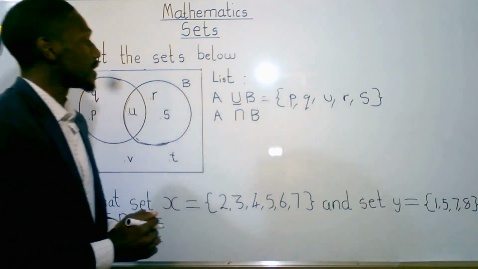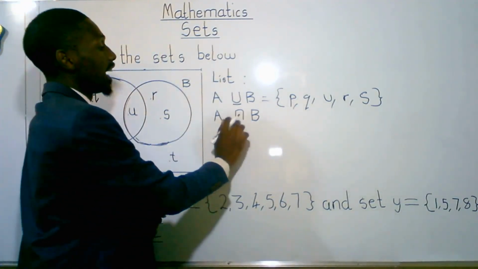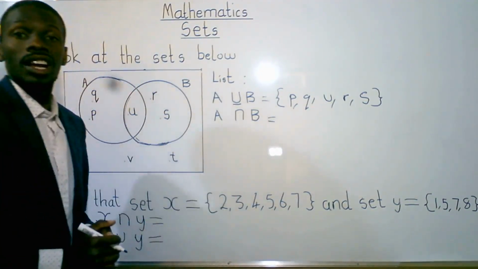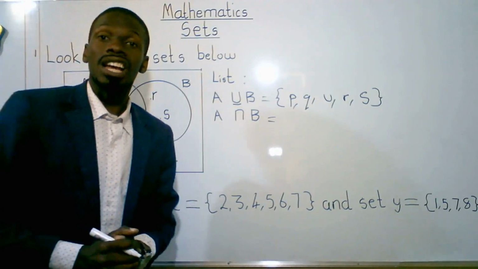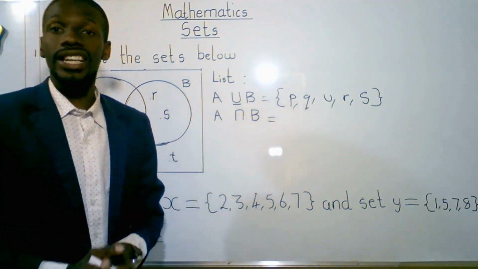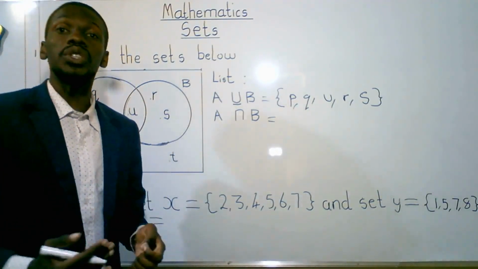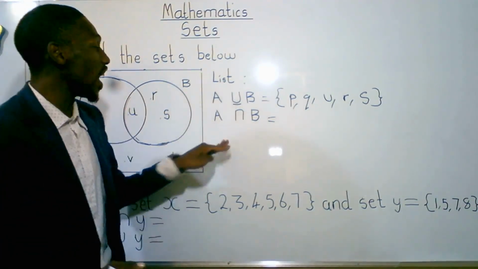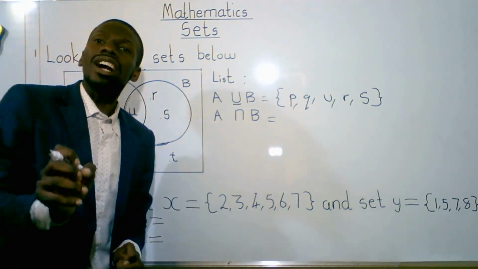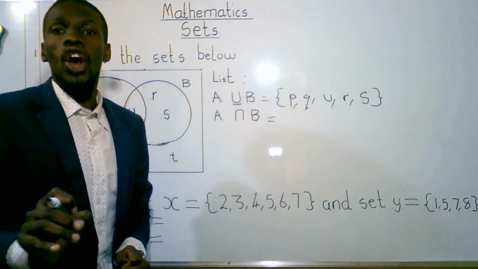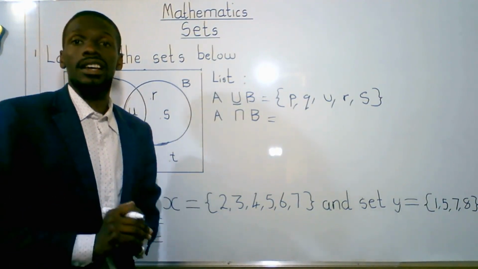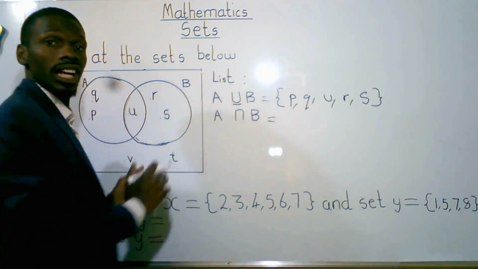The other one is A intersection B. This symbol that looks like a small letter n symbolizes intersection. What are we supposed to do when we are asked to list the intersection A intersection B? They want elements that are common, or they want you to identify elements that are being shared by A and B. Let's take a look at our diagram.